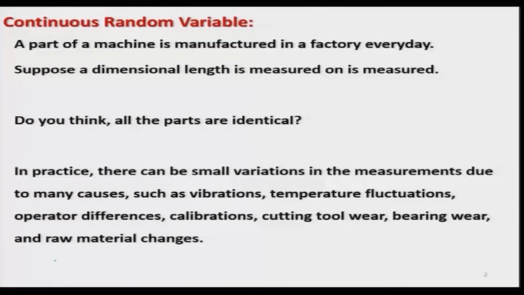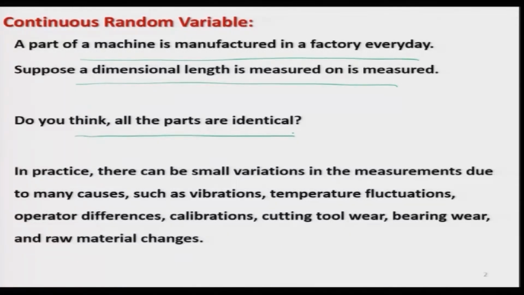Okay, so let us try to understand how the observations on continuous random variables can be obtained. Let us take an example. Suppose a part of a machine is manufactured in a factory every day, and suppose some dimensional length is measured, meaning some component or part whose length is measured. Now, do you think that when this manufacturing is happening, all the parts are going to be of identical length, exactly the same length?